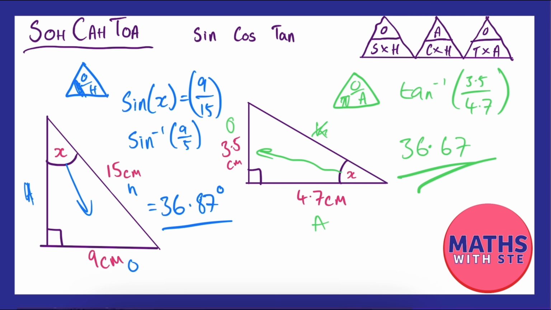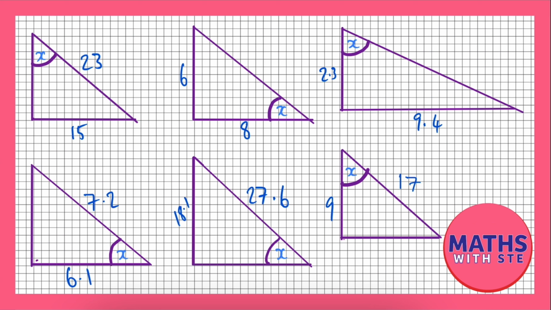I would personally say that finding the angles is easier than finding the sides, because you don't have to do any rearranging. It's straightforward, just pop it in your calculator and it's done. But it takes a bit of practice, so I'm going to give you some to have a go at now. There's 6 for you to have a go at. Have a go at them, come back for the answer video.